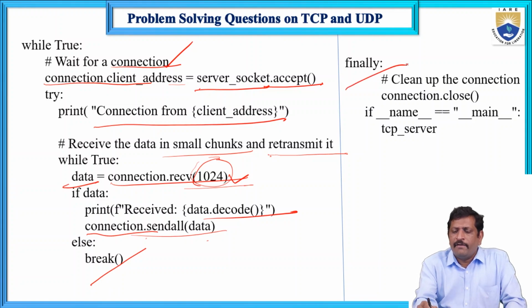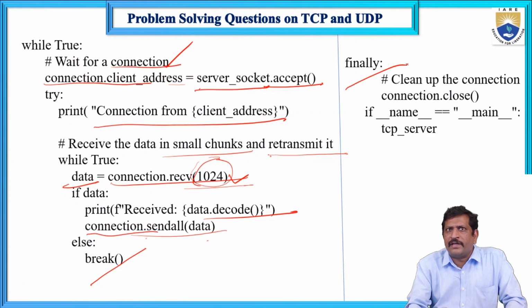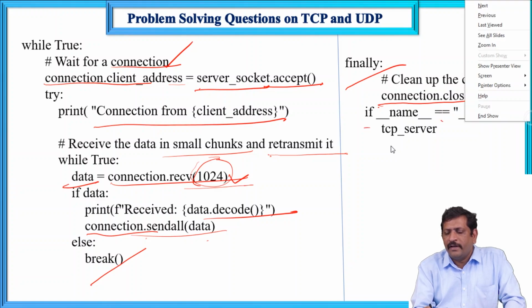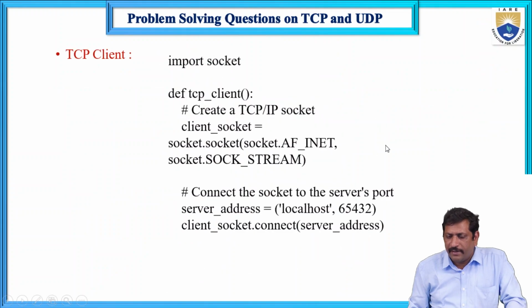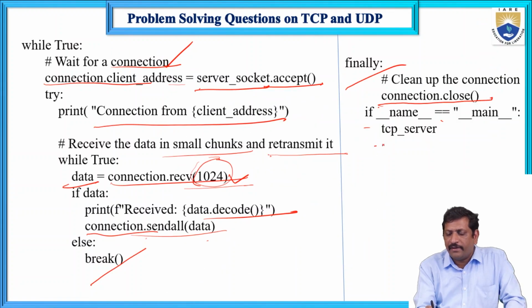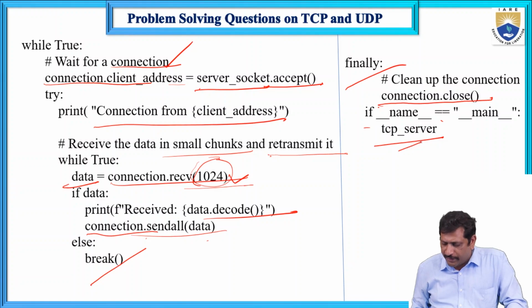So finally, after completing the transaction at the server side, we clean up the connection. The cleanup can be done with the help of connection dot close. If name is equal to main, the connection dot close can be done at the server side. At the server side we are using the TCP protocol, the Transmission Control Protocol, and now we are closing that connection.